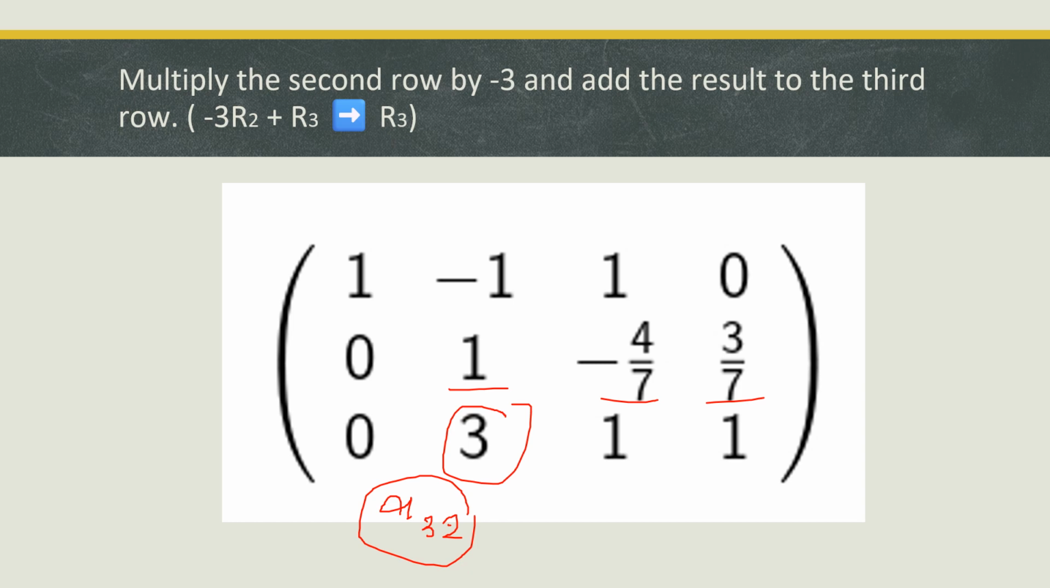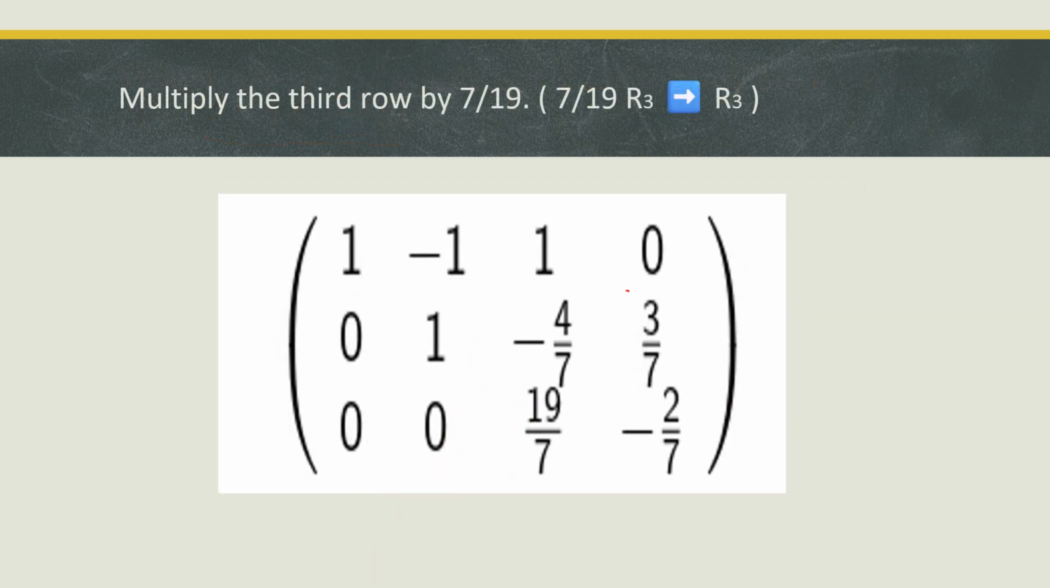That's why our elementary row operation is negative 3 row 2 plus row 3 to produce new row 3. If we apply this elementary row operation, we have this new row 3: 0, 0, 19 over 7, and negative 2 over 7. And next, we need to make this 19 over 7 into 1.